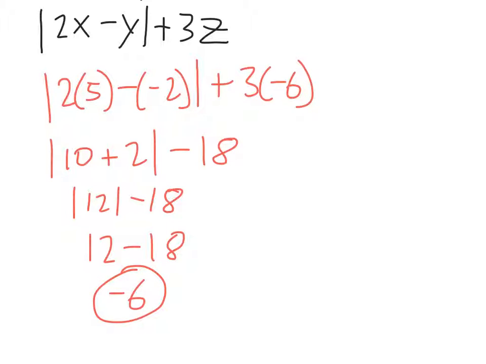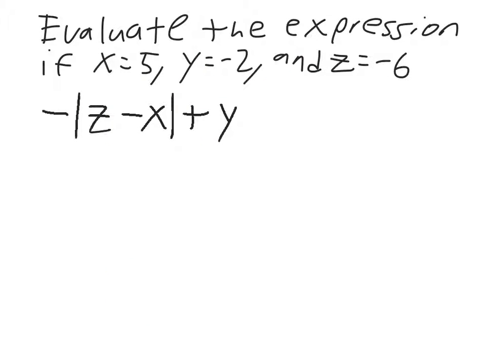So you might say, well, we did an absolute value problem. How do we end up with a negative number? We just took the absolute value of 12, not the absolute value of the whole thing. So it just happened to be that we were subtracting a bigger number than the one we took the absolute value of.